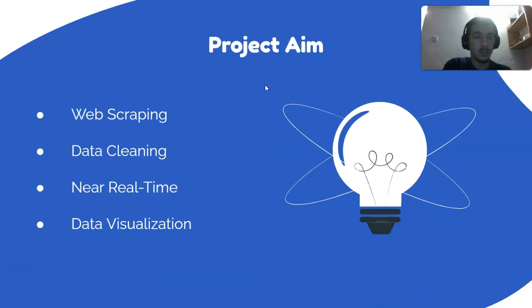So the aim of the project is to use four kinds of technologies. Web scraping is number one, and this is the technology that basically acquires data from Twitter. It's very similar to the Twitter API. The next thing is data cleaning. You perform this after you acquire the data. So you filter that data into the very specific keywords that you want to use, and you ignore or remove the rest. And then near real-time processing.